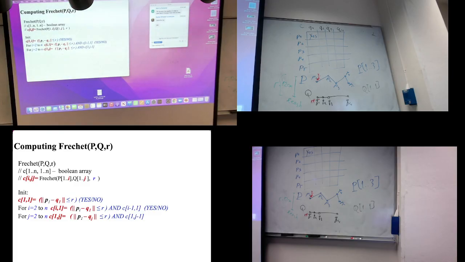So C11 in particular is 1 in this case. And how do I know, in the initialization, what C11 is? I'm checking if the distance between P1 and Q1 is smaller than or equal to R. Remember, it's a Boolean value. The distance between P1 and Q1 being smaller than R is a Boolean value. It's either yes or no.